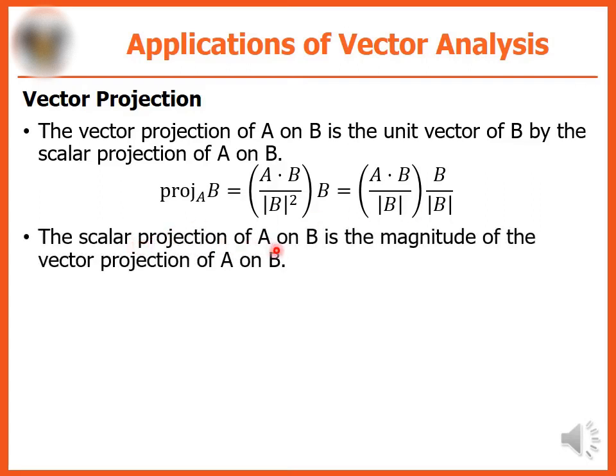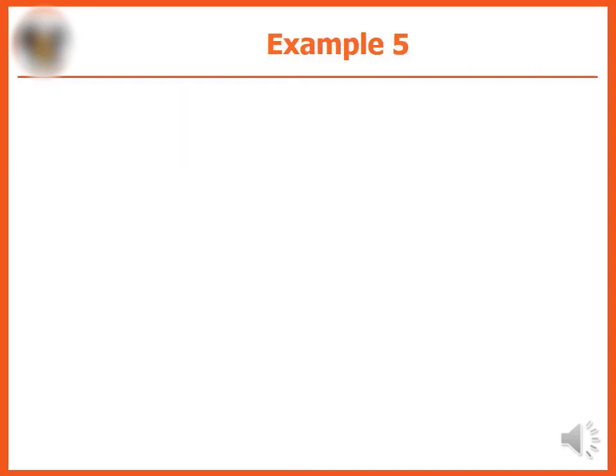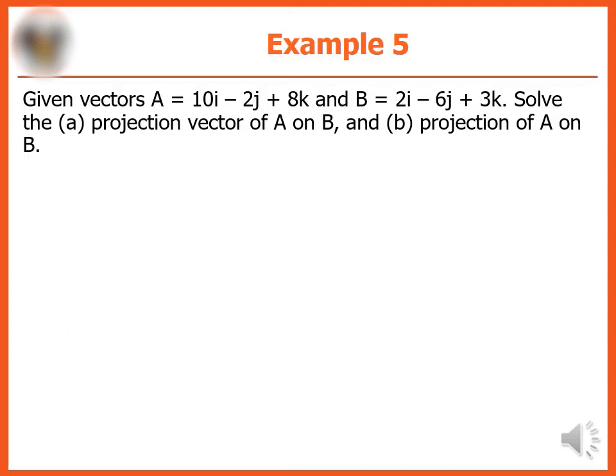The scalar projection of A on B is the magnitude of the vector projection of A on B. So in solving for the scalar projection of A on B, we now have the dot product of A and B divided by the magnitude of vector B. For example, given vectors A = 10i - 2j + 8k and B = 2i - 6j + 3k, we're going to solve the projection vector of A on B and the projection of A on B.